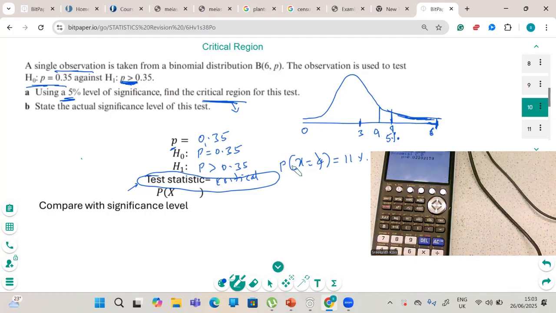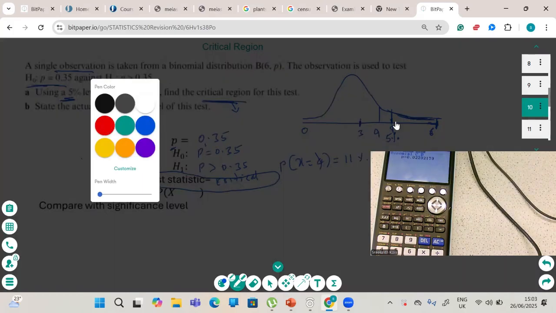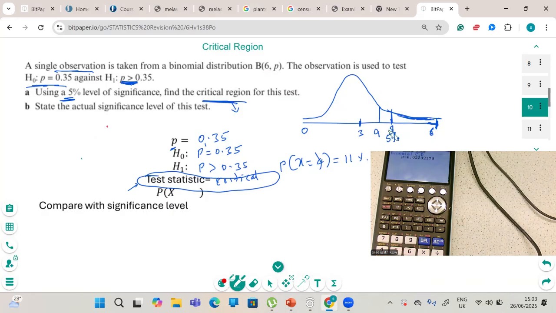Now, when it is 5, I'm changing my color now. Sorry, when x equal to 5, it is 2.5%. So P of x equal to 5 is 2.5%, which is in the critical region, because we are checking for the value which is less than 5%. So this is in critical region. The critical region is any value starting from 5 until 6. In this case, there are only two values.